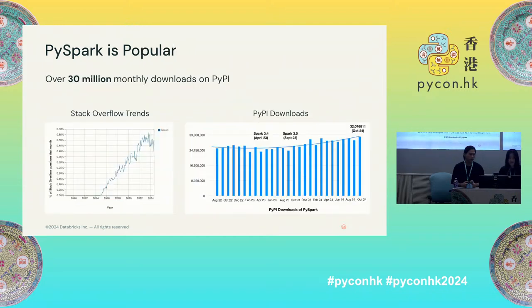And the PySpark library is super popular. It has over 30 million monthly downloads on PyPI. And you can also see that this is the Stack Overflow trend, and we have seen rapid growth in the number of questions asked on Stack Overflow, showing the popularity of PySpark among developers.